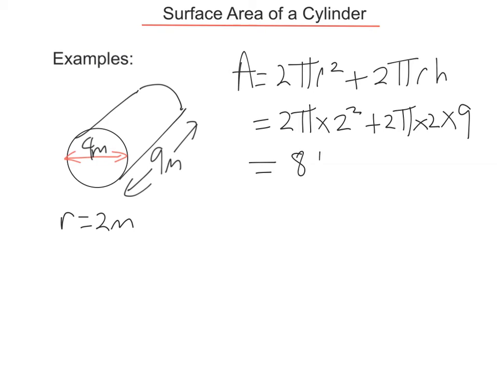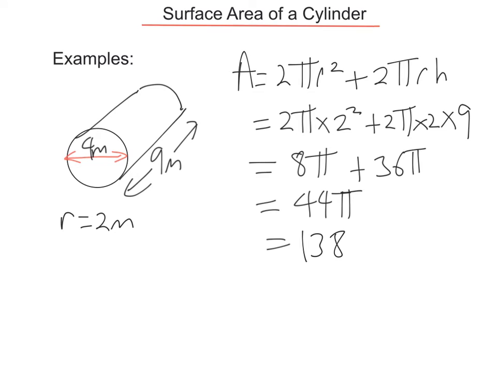That's the same as 8 pi plus 36 pi, which if we were doing algebra we could write as 44 pi, and so the answer is 44 times pi, which is 138 meters squared.